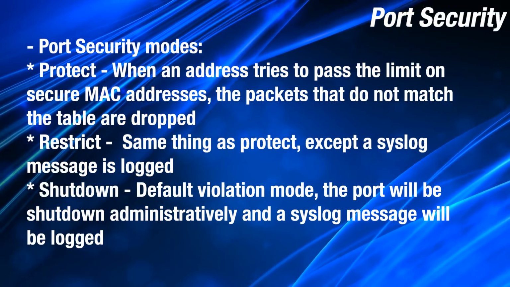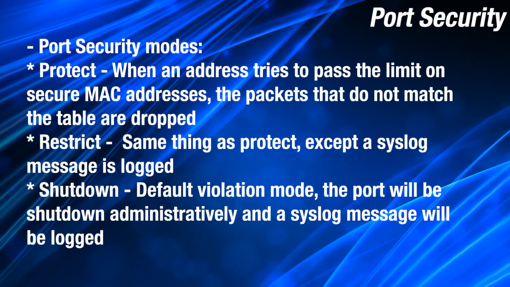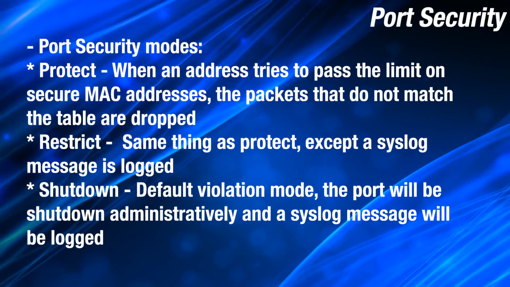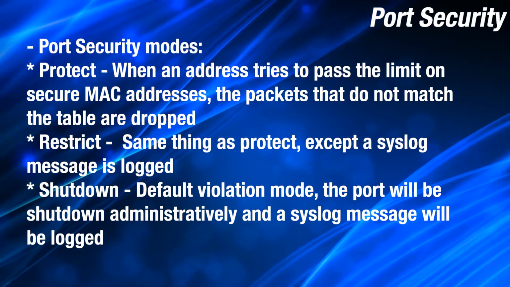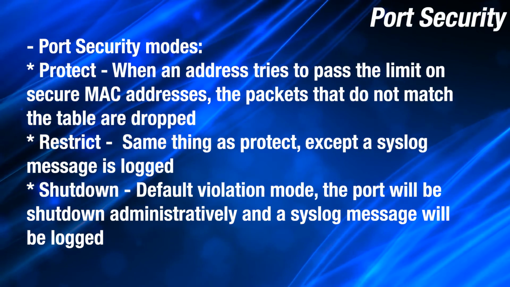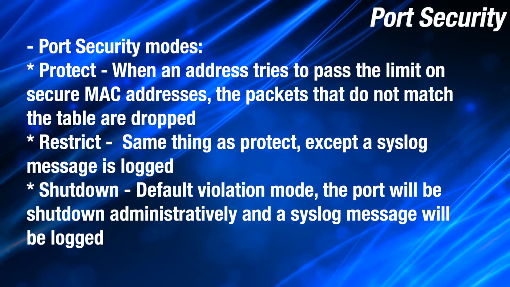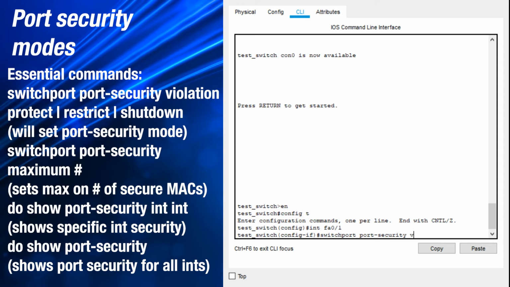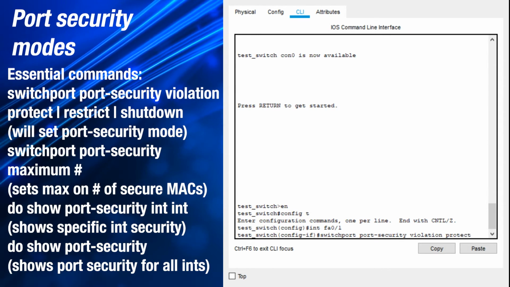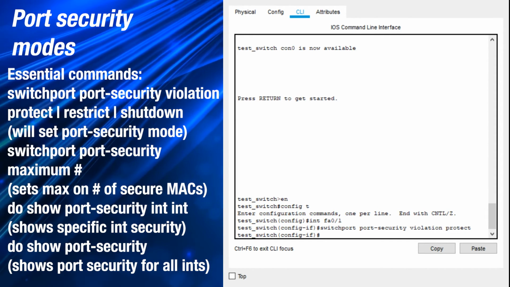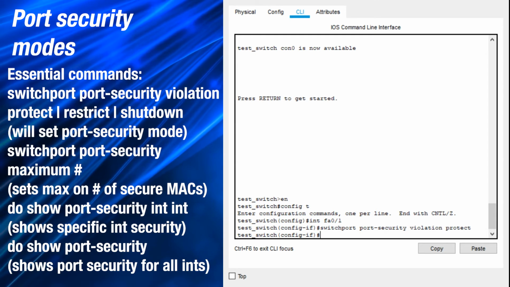There are 3 different port violation modes: protect, restrict, and shutdown. Protect will stop when the MAC address limit is reached and drop packets with a source address that does not belong. Restrict will do what protect does, but also create a syslog about the incident. Shutdown, the default violation mode, will shut down the port until it is opened up again by an administrator. If you wanted to change the switchport violation mode, use the switchport port-security violation command, followed by protect, restrict, or shutdown.